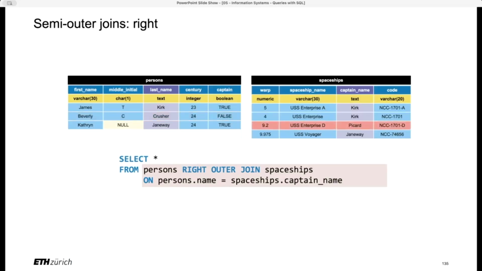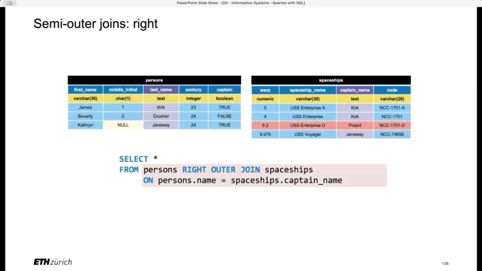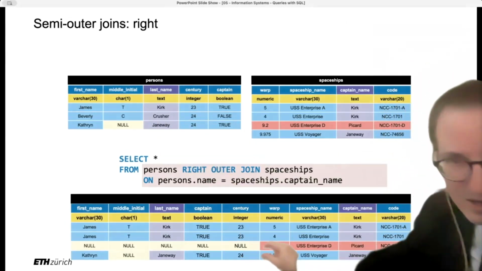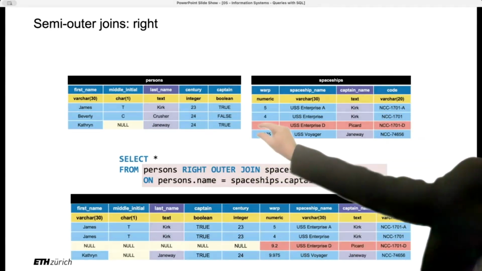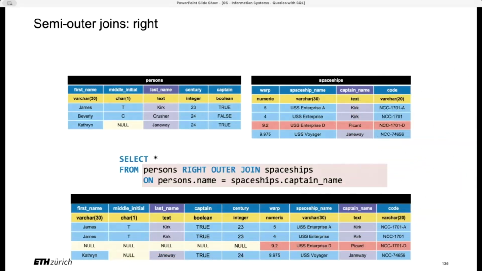Then there's the right outer join that does the same thing on the other side, right? So in that case, I just removed Picard on the persons to make sure that it doesn't have a match. And then it's the opposite, right? So there's no Picard here anymore. So I have Picard here, the record on the right that doesn't have a match. And I just put nulls all over the place.